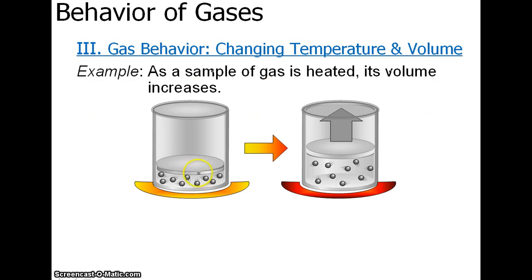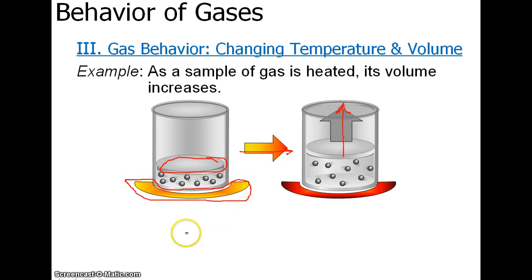Here we have a sample of gas in a container, and the lid of this container is able to slide open. Maybe this is a picture of a hot plate or a Bunsen burner, and the yellow color is indicating that it's warm, but maybe it's not hot. So we see that as the temperature goes from warm to hot, the top of this container is being pushed outward.